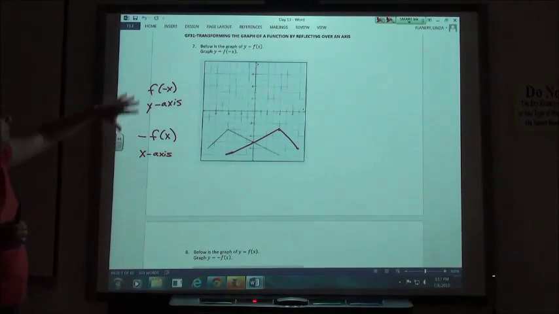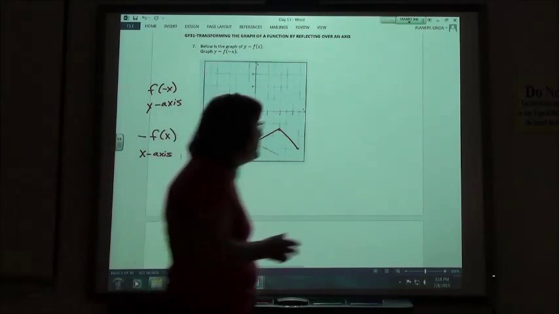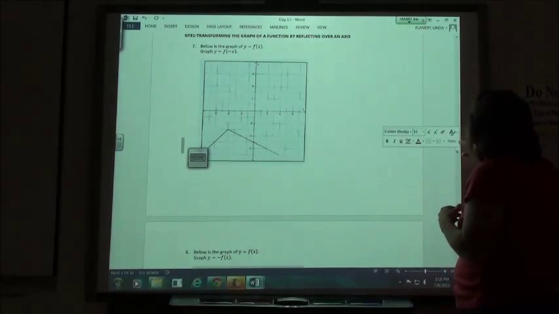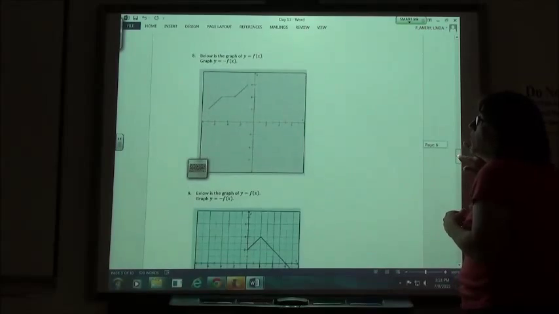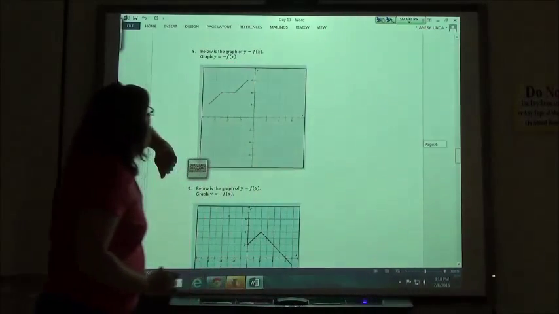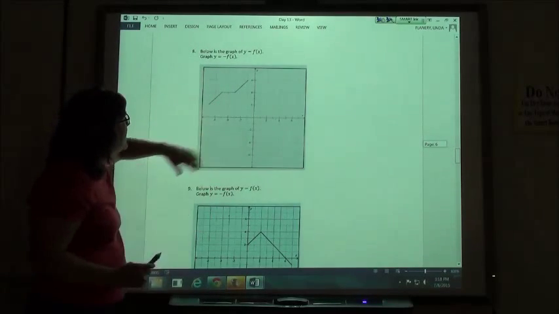So if it's in with the x, it goes across the y-axis. If it's on the outside, it's going to go across the x-axis. So number 6, this one's on the outside. Y equals -f of x. So that means it's going to reflect it across the x-axis.